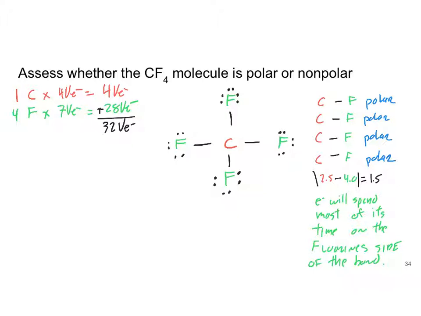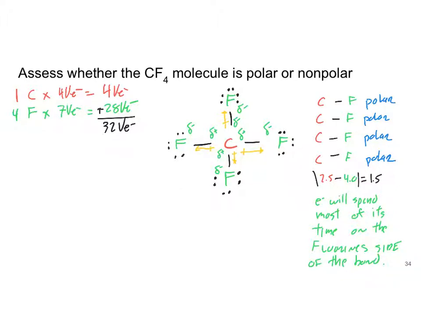Okay, and so it's going to create a dipole in between the carbon and the fluorine, but the dipole is going to be pulled out towards the fluorine. So when we go to represent that, we would have delta negative, delta positive, delta negative, delta positive, delta negative, delta positive, delta negative, delta positive. So that says that all of these bonds are having electrons that are spending more time away from the central atom than with the central atom.